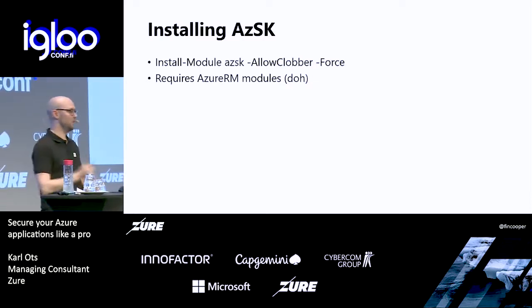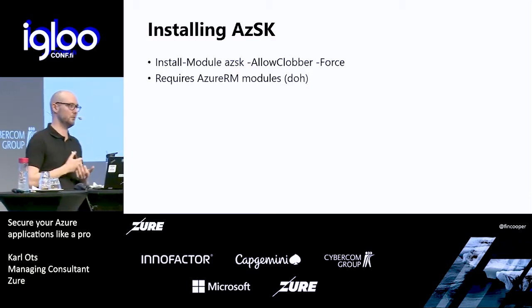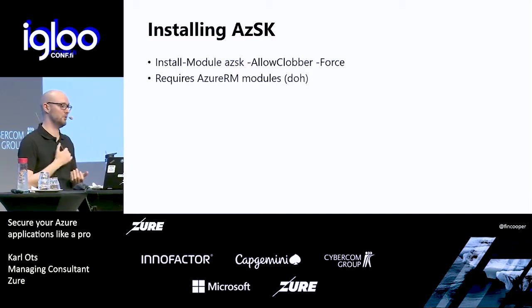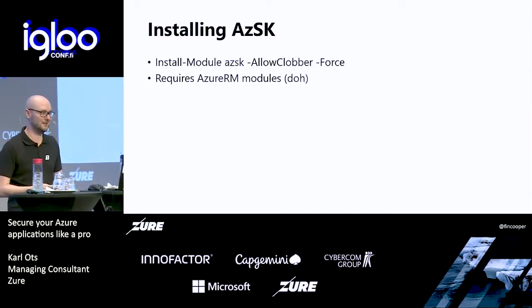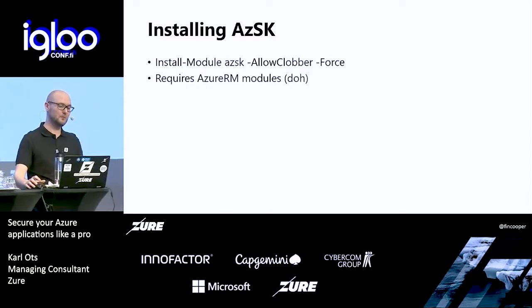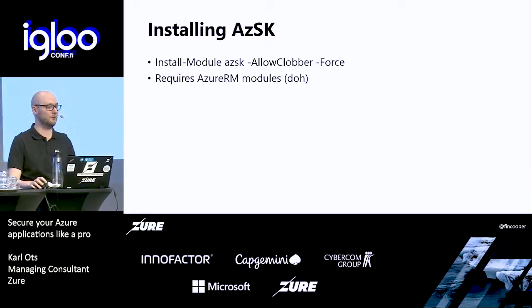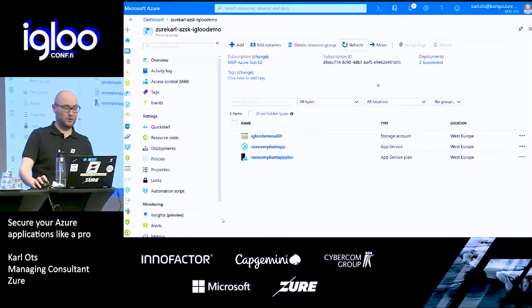All right, how can I try and install this thing? Essentially, it's one PowerShell module that you install from PowerShell Gallery, Install-Module AzSK, and then that's it. And obviously, it does require the Azure Resource Manager modules, so don't try to use this in conjunction with the AZ type of PowerShell. All right, and with that, let's jump into the demo.